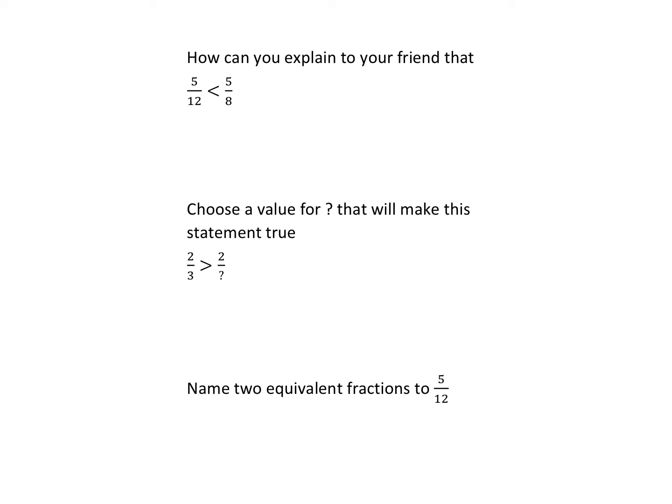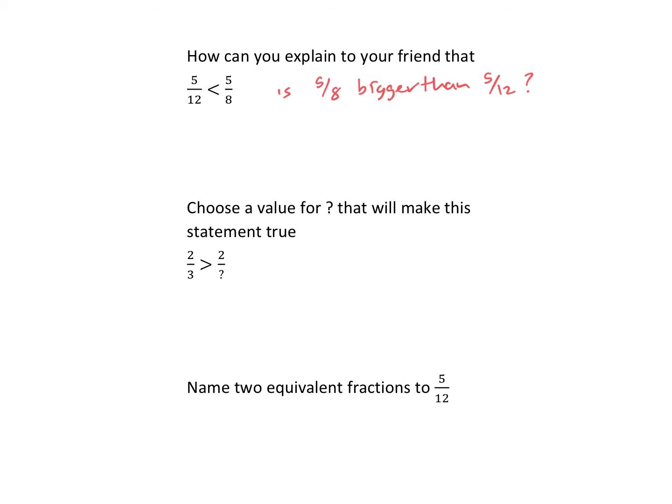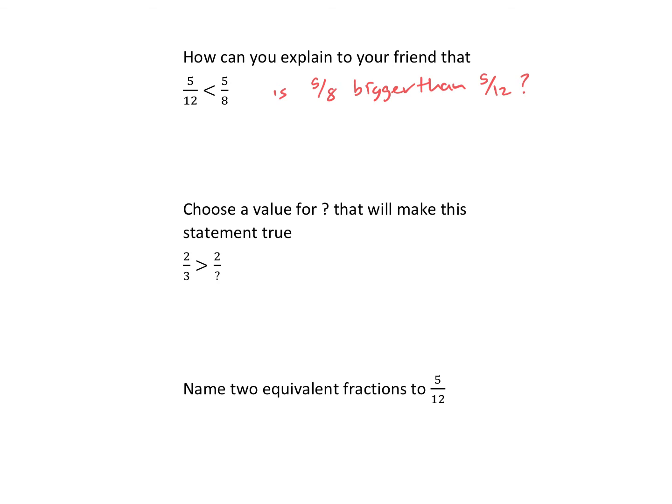So in the same line, we could decide how you can explain whether 5 over 12 is smaller than 5 over 8 or 5 over 8 is bigger. So is 5 over 8 bigger than 5 over 12? So the numerators are the same. Some people would think that 5 over 12 is bigger because the denominator is bigger. 12 is bigger than 8, but if we change these both to a common denominator, so I know I could change them both to 24.